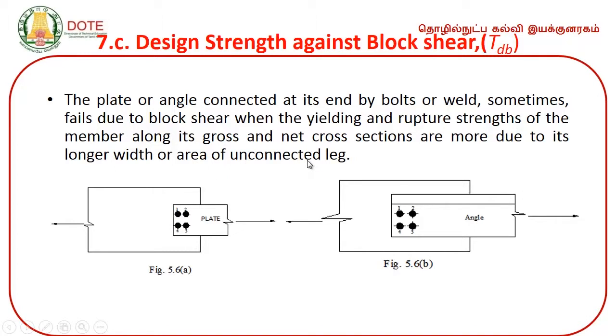And the third mode of failure is design tensile strength against block shear, which is denoted by Tdb. For this, I want to show you an image which will give you a clear picture of what is happening if a member is connected to a gusset plate. As you can see, this is the angle, and of course, this is an unequal angle, and this is the gusset plate, and block shear will occur.